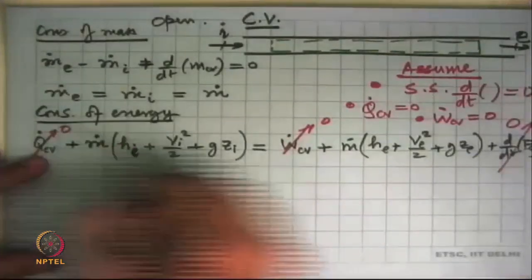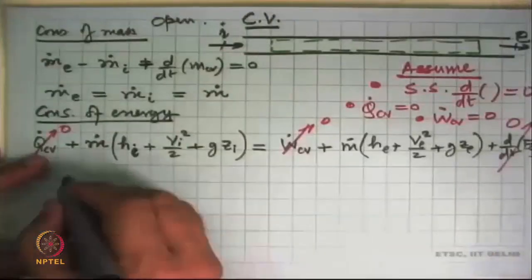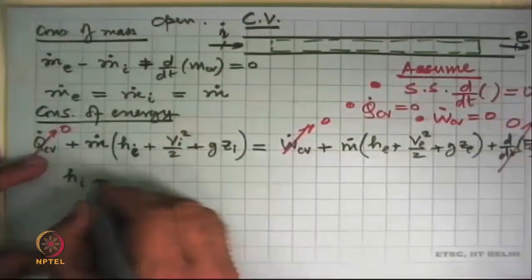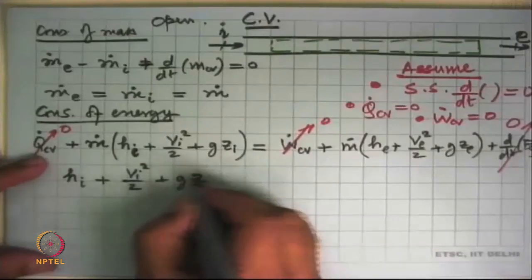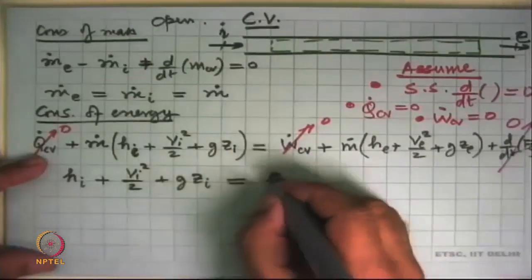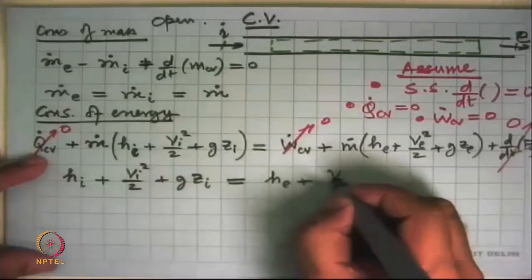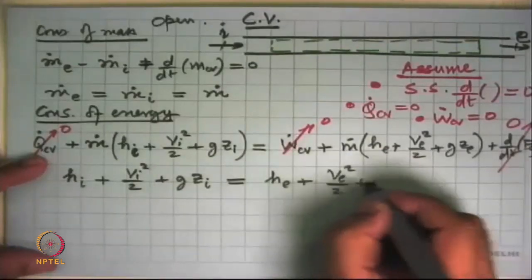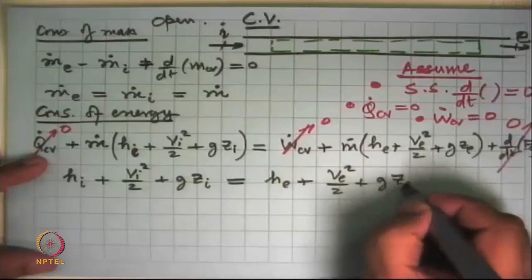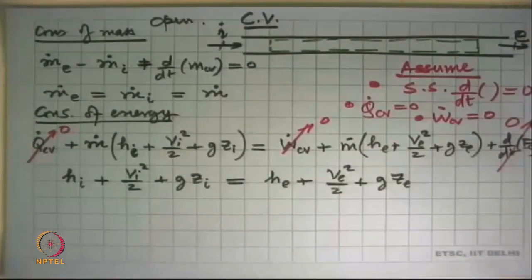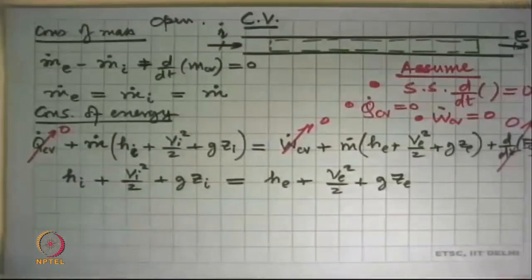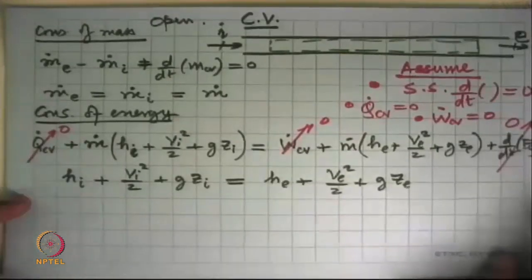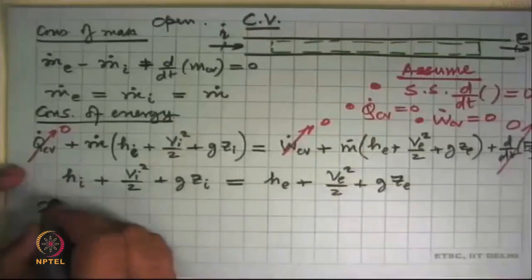Now m dot will also cancel out on both sides, and what we are left with is Hi plus Vi square upon 2 plus g Zi is equal to He plus Ve square upon 2 plus g Ze. So that's the simplest thing that the conservation of energy told us, in which we also invoke conservation of mass. Now we go to the second law.